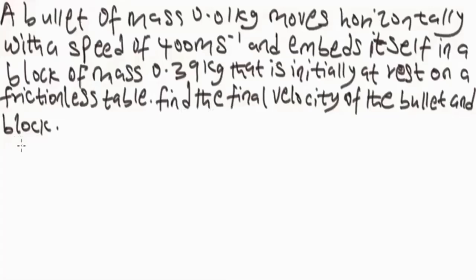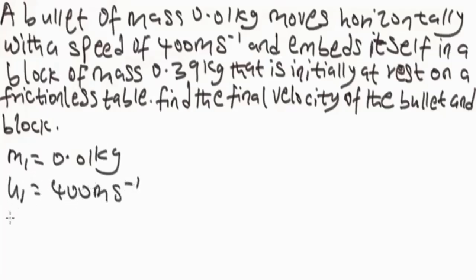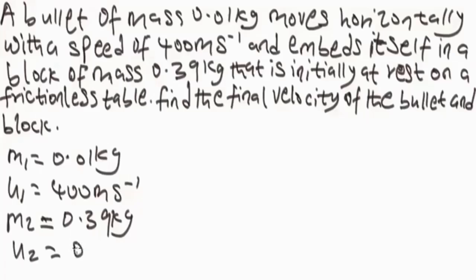So let's get our parameters so that we know the right formula to apply for this problem. In this question we have our m1 to be 0.01 kg, our u1 to be 400 meters per second, and our m2 to be 0.39 kg. We have our u2 to be, since m2 is initially at rest, 0. So we are looking for v.